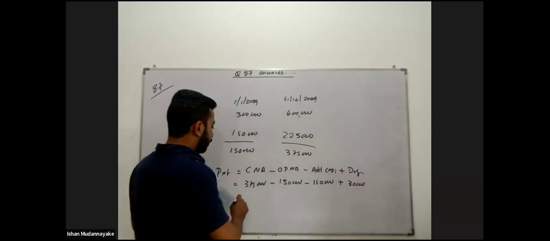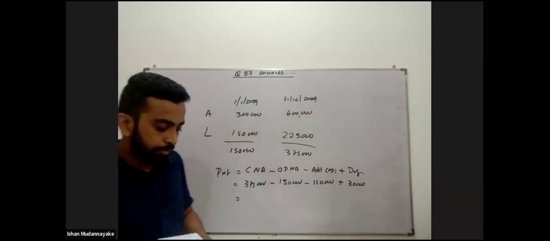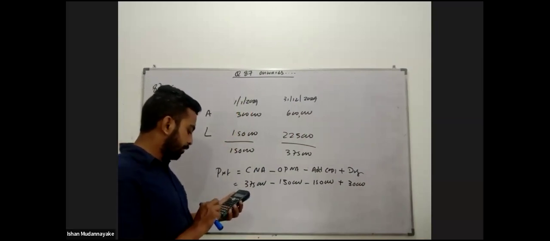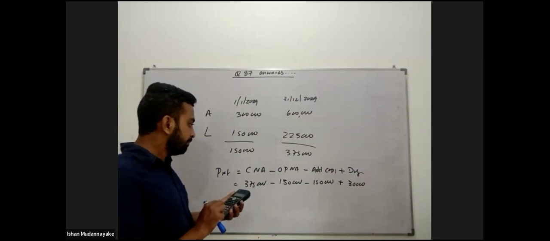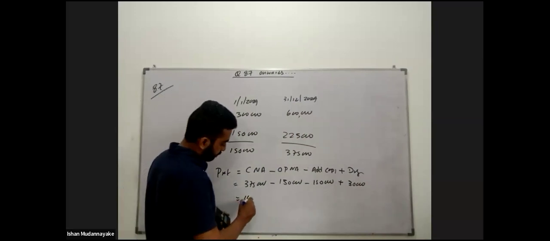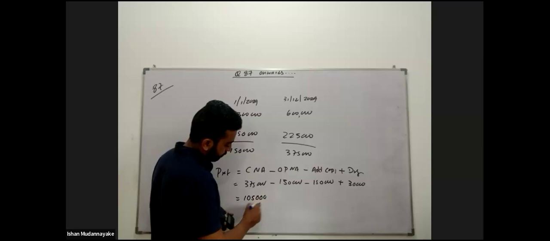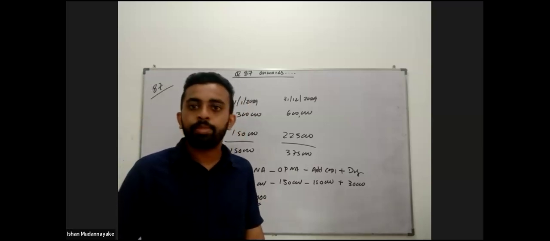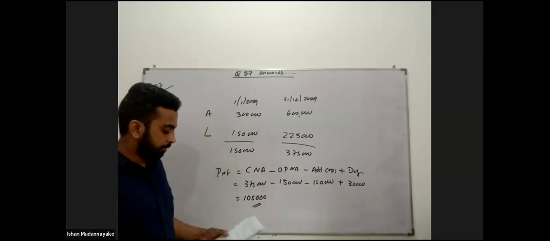Right, now you can calculate the profit or loss of the business organization. How much is the profit? Profit is 375,000 minus 150 minus 150 plus 30. Profit 105,000. Okay, profit of the business 105,000.